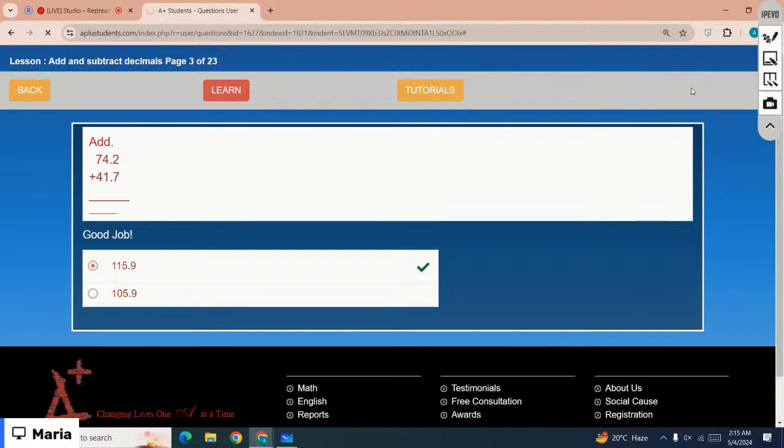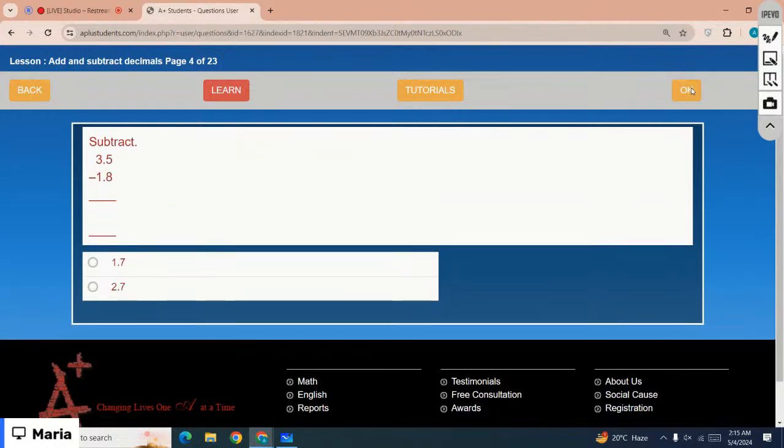Okay, the next one is 3.5 take away 1.8. So, which is the correct option? The correct option is 1.7. It is option number one. Very good.